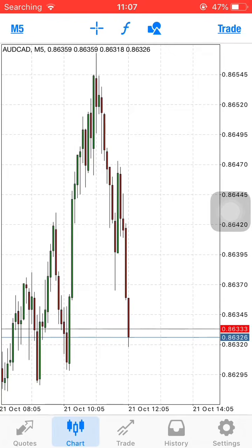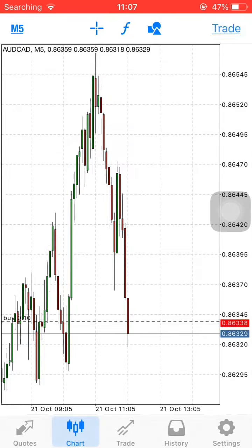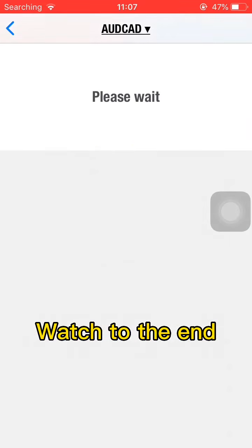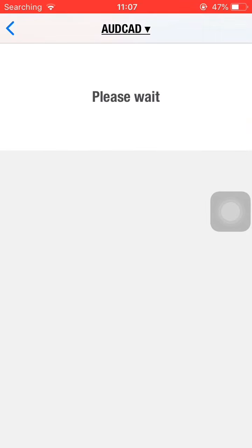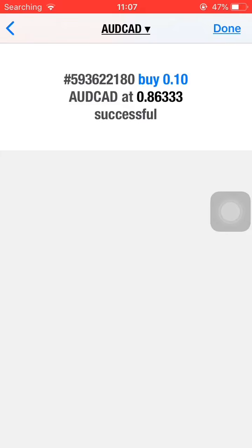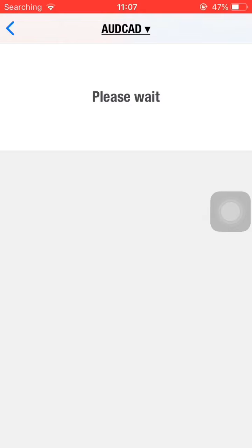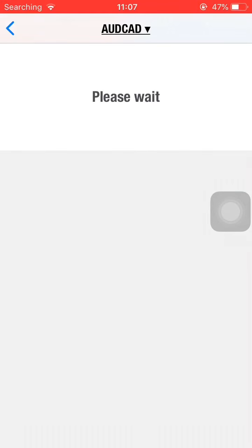The market has arrived at my demand. I'm going to take some buy positions. I'm going to open 10 trades with a lot size of 0.10. I'm going to analyze in just a minute why I've entered these trades.